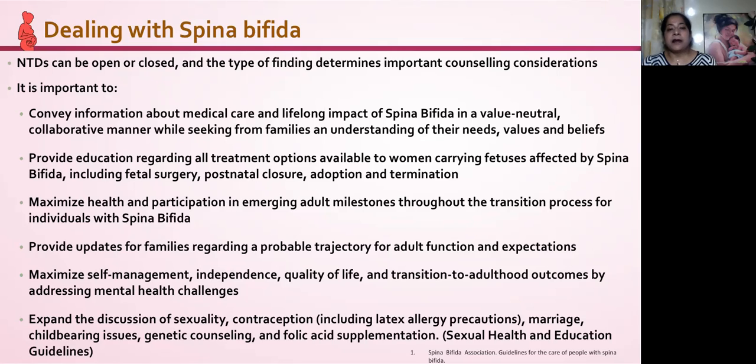We must maximize health and participation in emerging adult milestones throughout the transition process for individuals with spina bifida. It provides updates for families regarding a probable trajectory for adult function and expectations. Maximize self-management, independence, quality of life, and transition to adulthood outcomes by addressing mental health changes. Expand the discussion of sexuality and contraception to these babies who have grown up with spina bifida. Marriage, childbearing issues, genetic counseling, and folic acid supplementation.